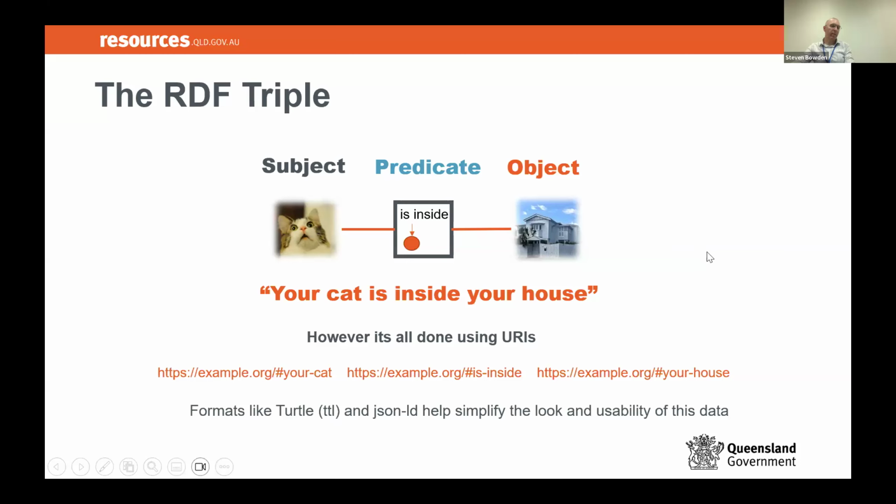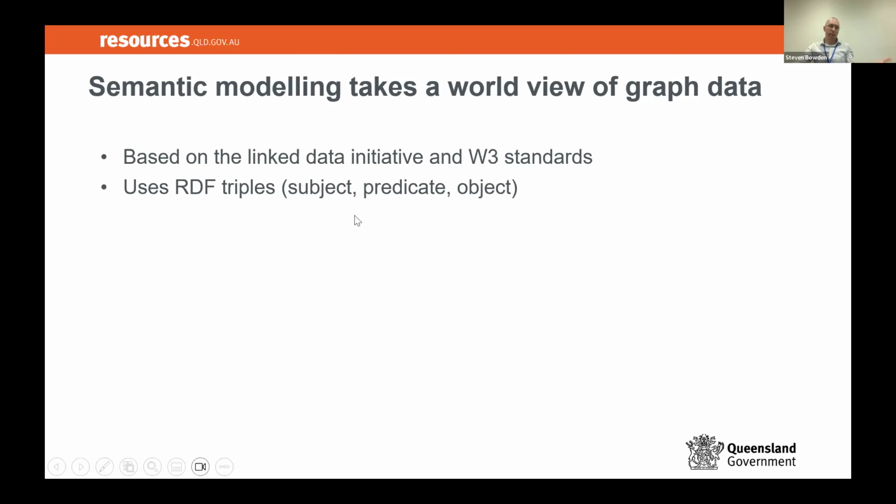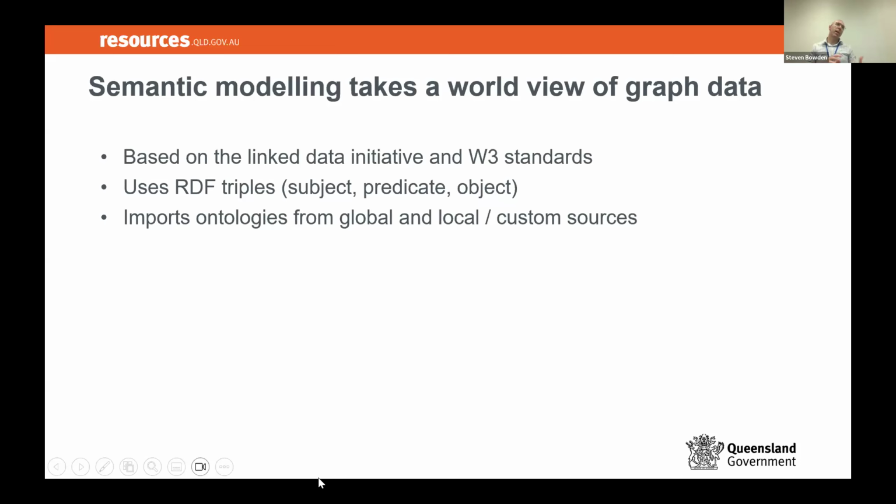There are formats for storing this in a way that is less hard on the eyes, and that's Turtle and JSON-LD, which can help make it easier to look at and can nest things. Turtle is a much easier way to work, but probably still not as simple as a labeled property graph. It takes a world view of graph data. It's based on the Linked Data initiative and W3C standards. As I mentioned before, it has these triples, subject, predicate, object, and you can import ontologies from global and local custom sources. What I mean by that is, if we want to describe the vocabularies that we work with within GSQ, we don't need to invent our own way for those vocabularies to relate to one another.